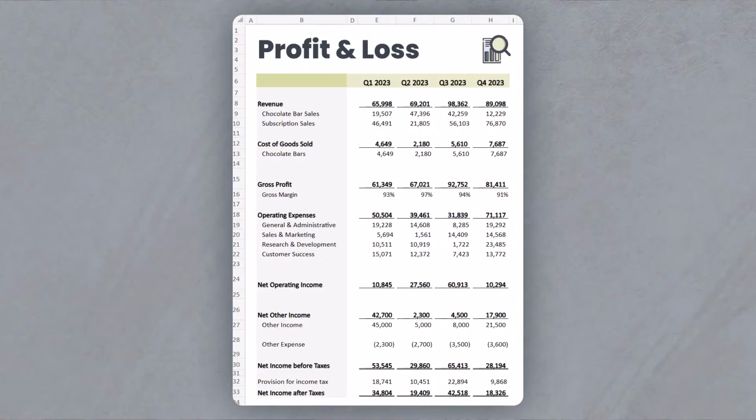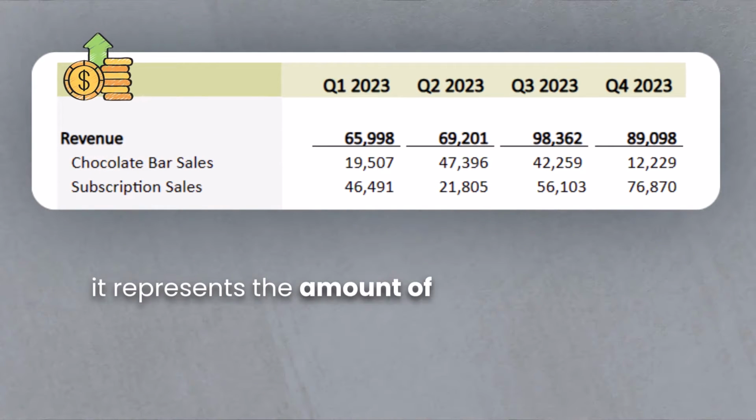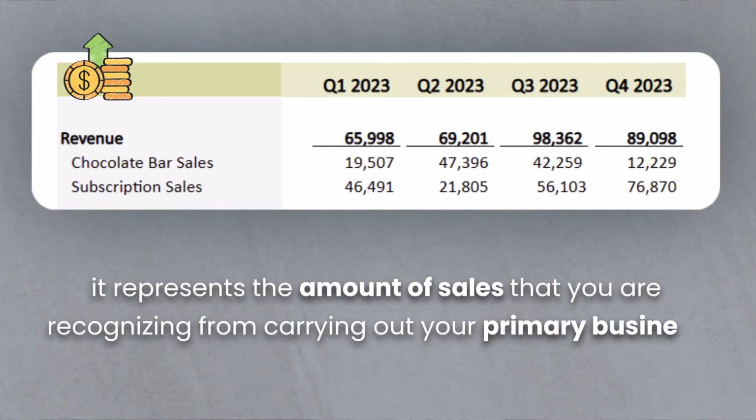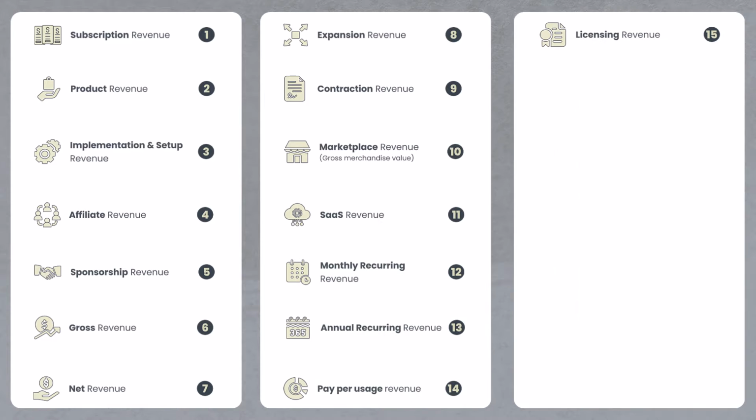Here we have a profit and loss, and we're going to read this from top to bottom, starting with our first section, revenue. Revenue is synonymous with income. It represents the amount of sales that you are recognizing from carrying out your primary business model from customers. So, if you're selling chocolate bars, every time you sell a chocolate bar, you have revenue. Here are some other examples of revenue accounts.